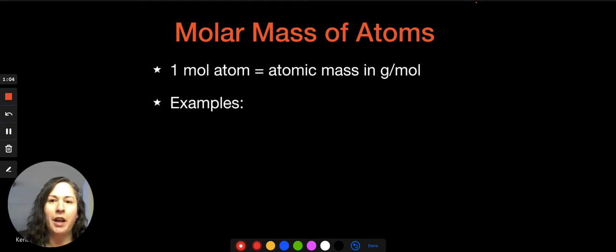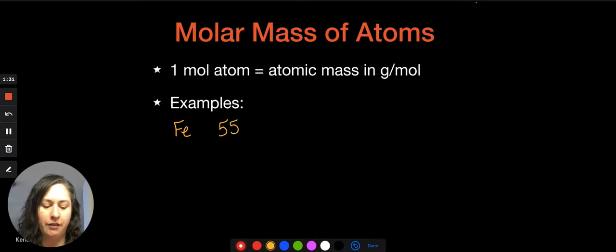For one given atom, if we're looking at individual atoms or elements, the atomic mass of that particular element in grams per mole is going to be the molar mass. When we're talking about individual atoms, it would be the atomic mass unit, and when we talk about a mole, it's going to be grams per mole. For example, Fe, which is iron, on the periodic table is 55.85 grams per mole.